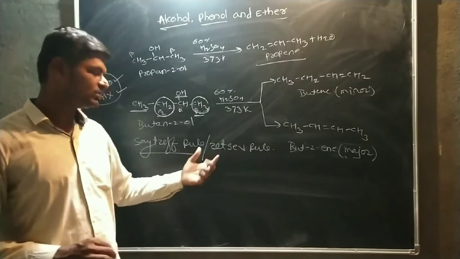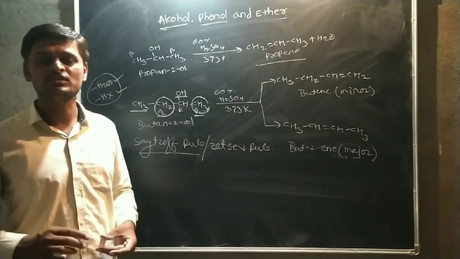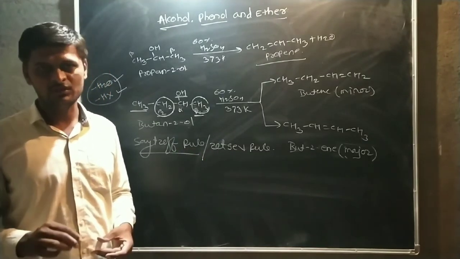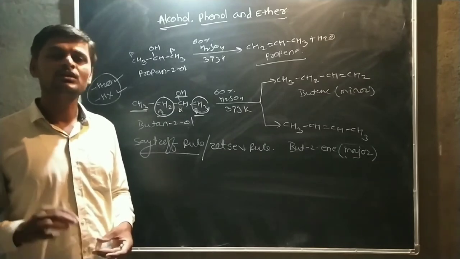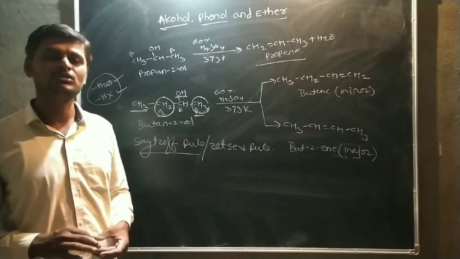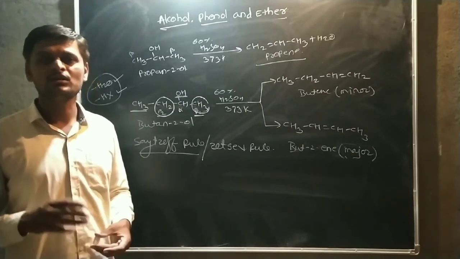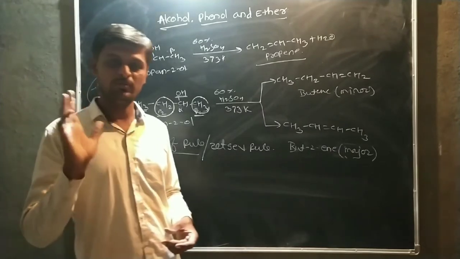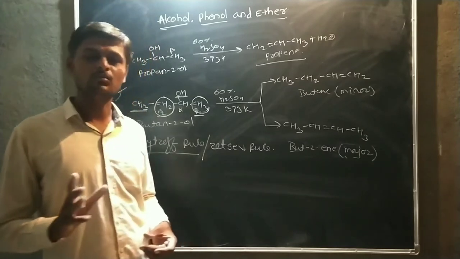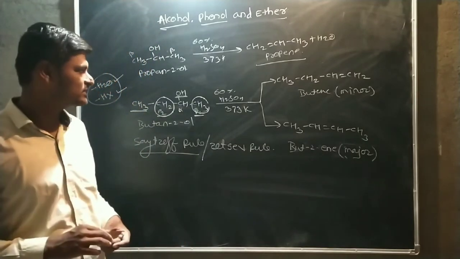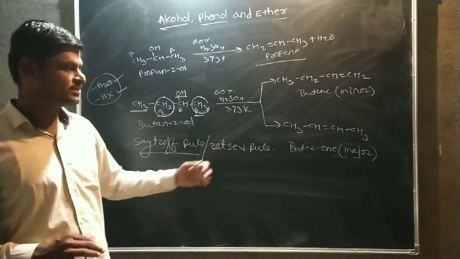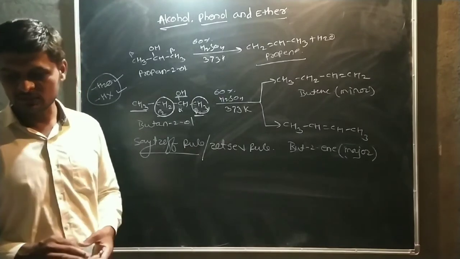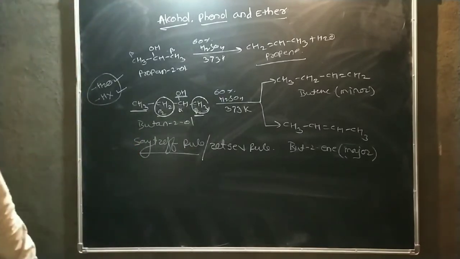What is the Saytzeff rule or Zaitsev rule? The Saytzeff rule is that in elimination, in dehydrohalogenation or dehydration reactions, the alkene formed is the one which contains a greater number of substituents on the double bond carbon atoms. This is the Saytzeff or Zaitsev rule. Okay guys, these are some examples. Then we will study another example here.